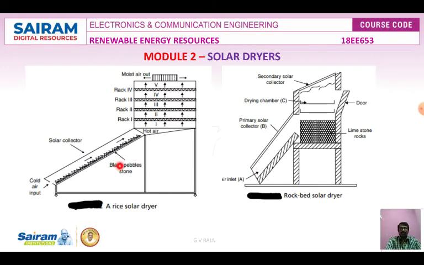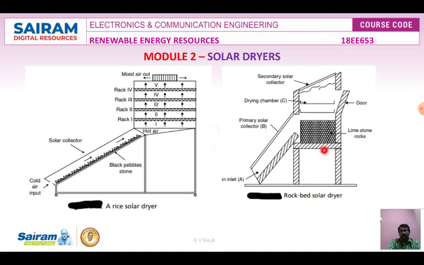In the rice solar dryer, the temperature is rising. The chamber has various channels or various chambers. Rack 1 is one chamber, the temperature will be different, rack 2 temperature will be different, rack 3 temperature will be different, and rack 4 temperature will be different. Based upon the temperature requirement, the crops or seeds or grains can be placed in the various racks. So it is nothing but rice solar dryers. So rice crops can be dried here, paddy or rice can be dried.